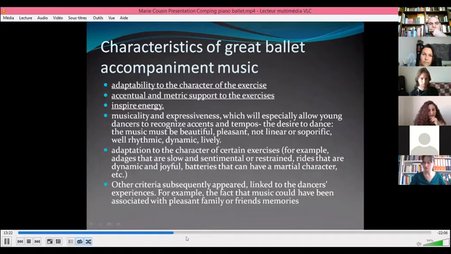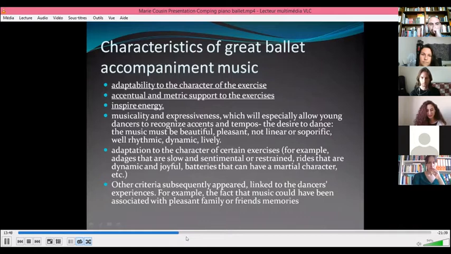The music will be on the stage, the floor on which the dancer would work. The criteria mentioned by the dance teachers interviewed are musicality and expressiveness, which will especially allow young dancers to recognize accents and tempos, and the desire to dance. The music must be beautiful, pleasant, not linear or soporific, well rhythmic, dynamic, lively. Adaptation to the character of certain exercises.